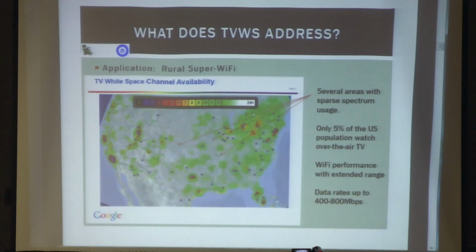The other point is that if you look at the usage of the TV channels throughout the U.S., you can see that in a lot of areas most of the channels are free. There are only certain metropolitan areas throughout the U.S. where the number of available channels is limited. So that really opens up the possibility of using TV white space for rural super Wi-Fi. In rural areas, there are not a lot of TV channels being used. You could just reuse these channels for data transmission and enable very high data rates.